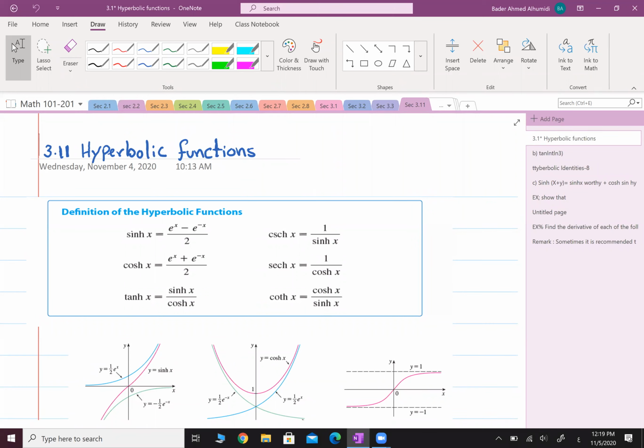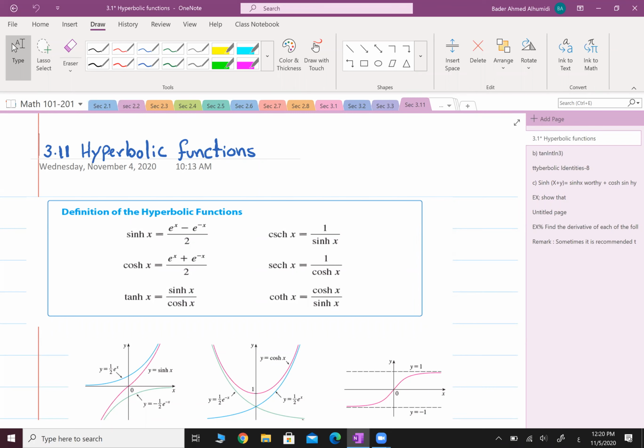Two things here are of interest. The first one, why do they call these functions hyperbolic? Second, why sine, cosine, tangent with h here? Hyperbolic sine, hyperbolic cosine, hyperbolic tangent. Inshallah, we'll answer these questions while we are explaining the section itself. During the explanation, it will appear why they call them hyperbolic sine, hyperbolic cosine, and why the word hyperbolic is appearing here.